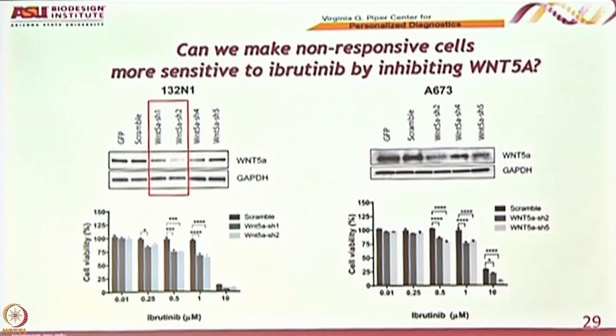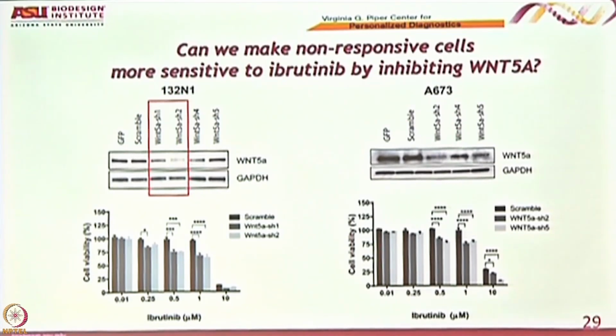She created cell lines with knockdown Wnt5a and showed that, in fact, now they are a little bit sensitive to the drug, right? So this is using scrambled shRNA, and then these 2 are both the target shRNA. So you can make the cells sensitive by doing that. And she did that in 2 different cell line backgrounds, which is heroic, right?